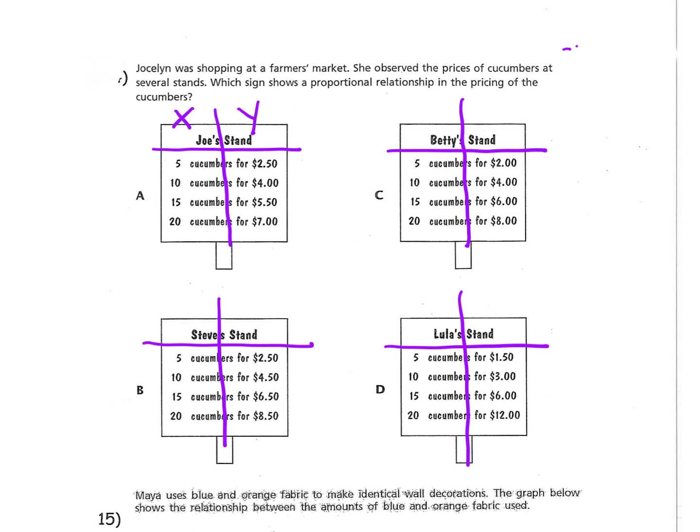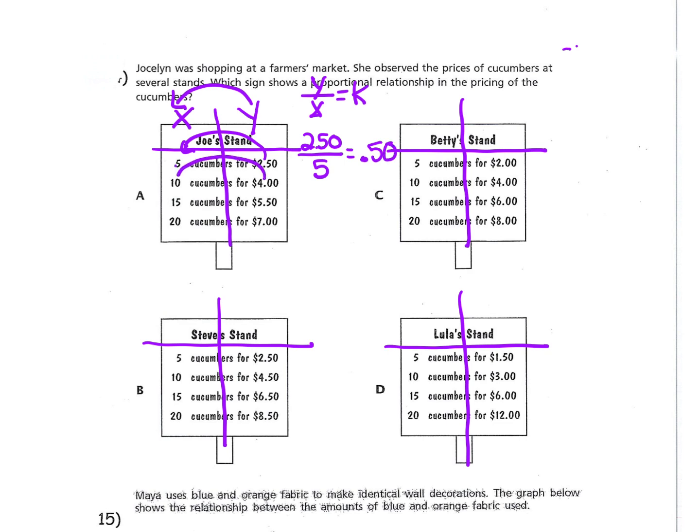So we need to run a test. We need to put Y over X and get the K rate for each of these. If it's a nice steady rate, then it's a proportional relationship. $2.50 divided by 5. Well, if you punch in 2.50 divided by 5, you get 50 cents a cucumber.